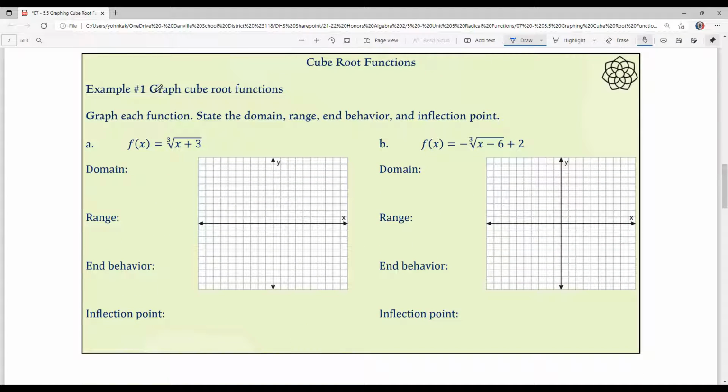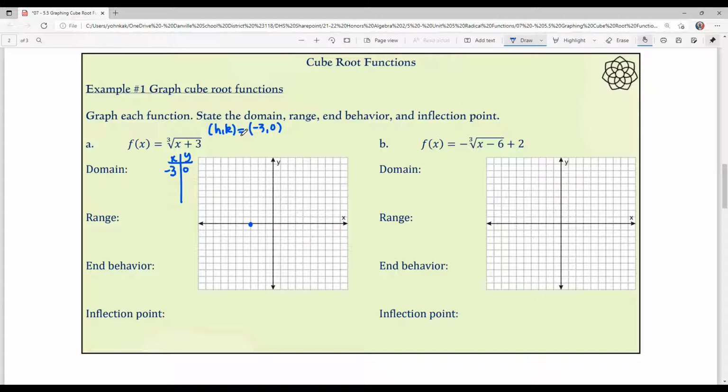So let's take a look and see how we can graph these cube root functions. We not only have to graph the function, but we need to state domain, range, end behavior, and what the inflection point is. So for part A, f of x equals the cube root of x plus 3, we want to make a table so that we can graph it. Now, we want to start with the inflection point. The inflection point, remember, is associated with your h and k. And so this inflection point for part A is (-3, 0). So (-3, 0) is what we want to start with first.